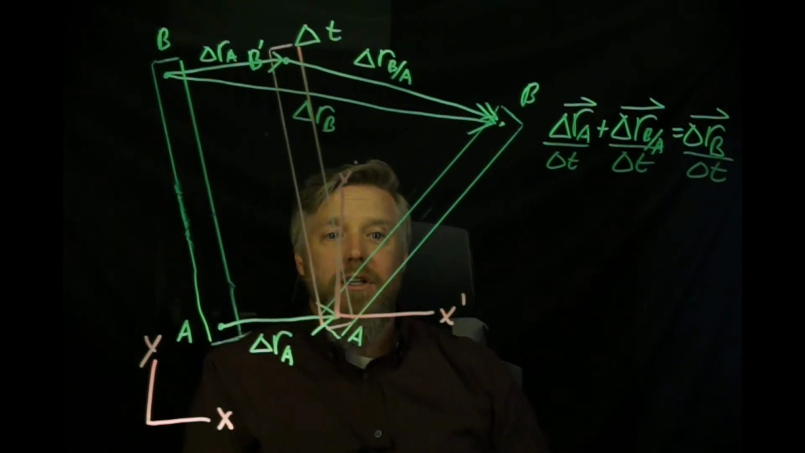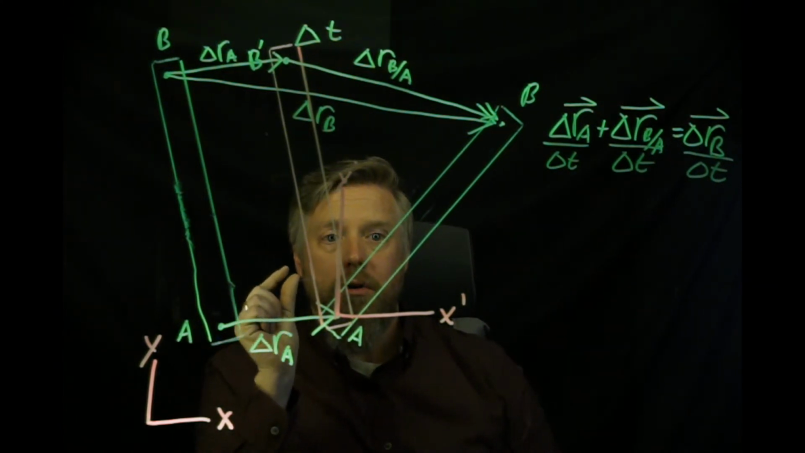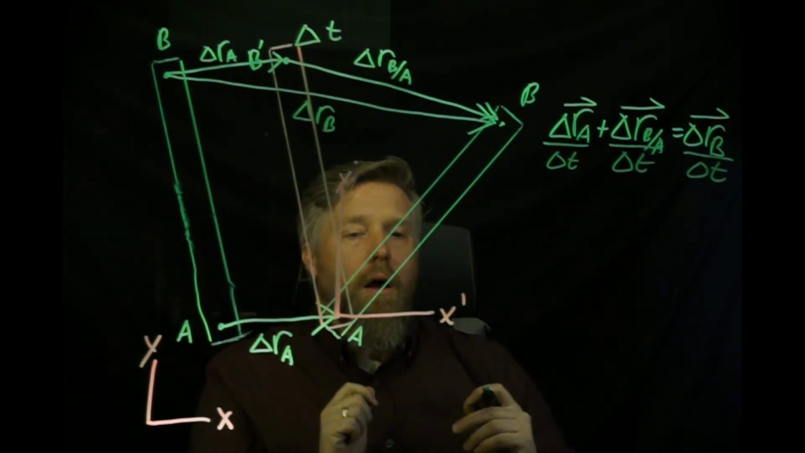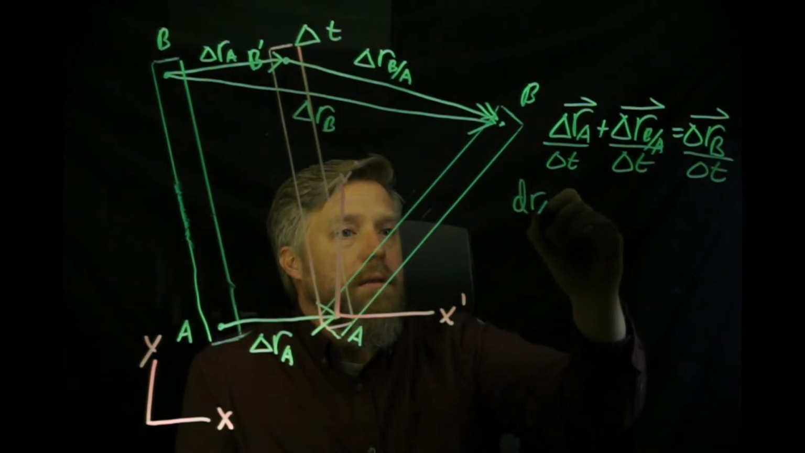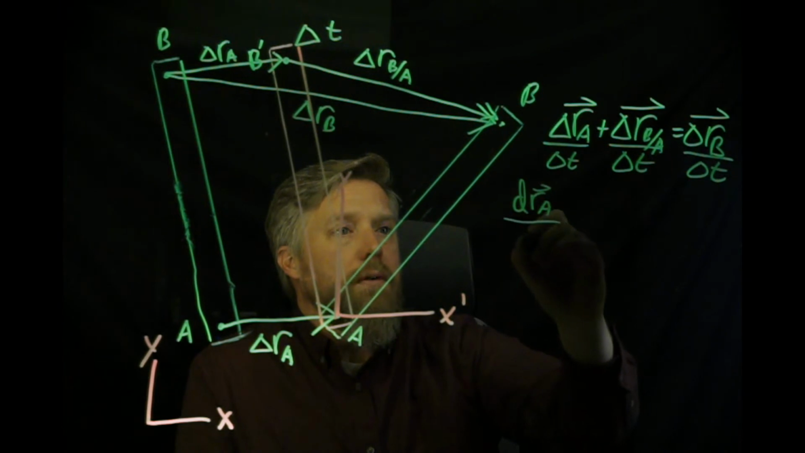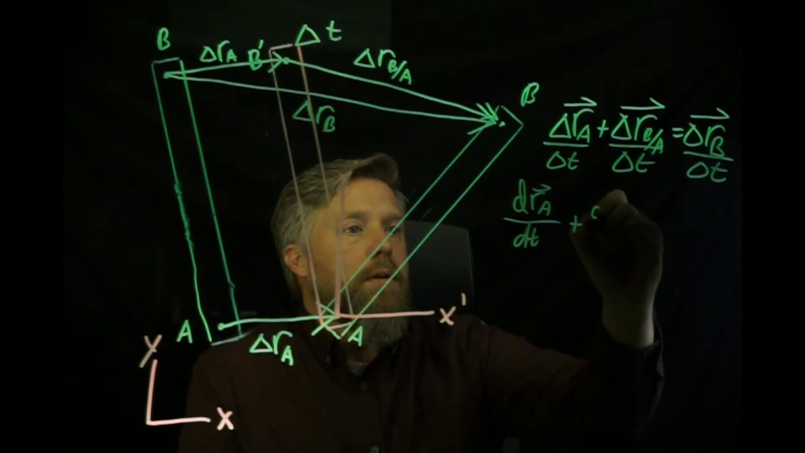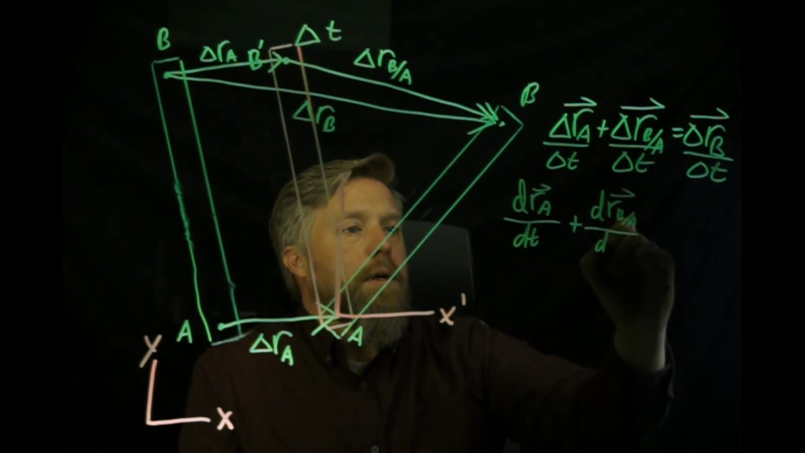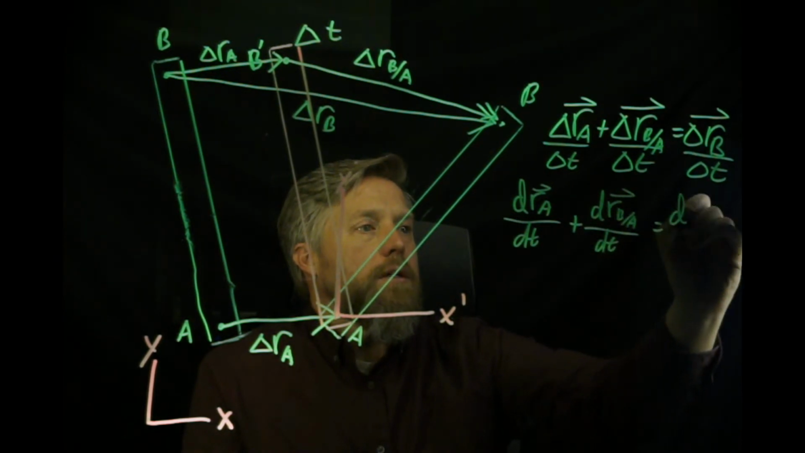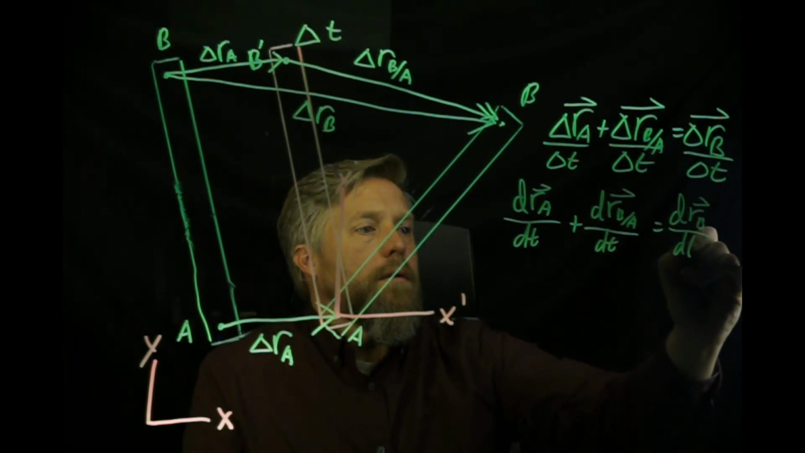And as I imagine the delta t gets shorter and shorter till it's infinitesimally small, the limit as this approaches 0 would be the rate of change of the position of A with respect to time plus the rate of change of the position of B with respect to A with respect to time is going to be equal to the rate of change of B with respect to time. OK.